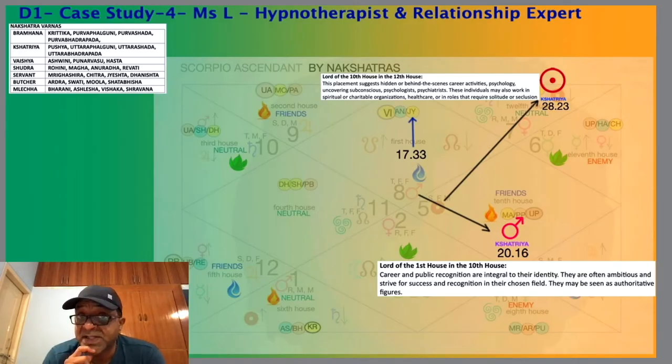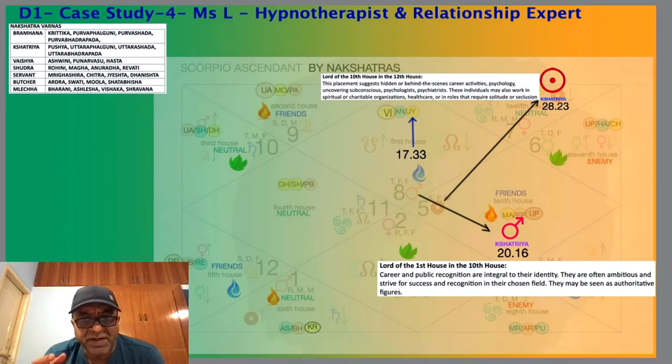Why am I mentioning angles in a D1 chart? You have to watch what planet among the two, Lord of the first or 10th, is close to the ascendant. That will be kind of more of the drive. Can be. There are many other factors. We are taking very simplistic rules over here.